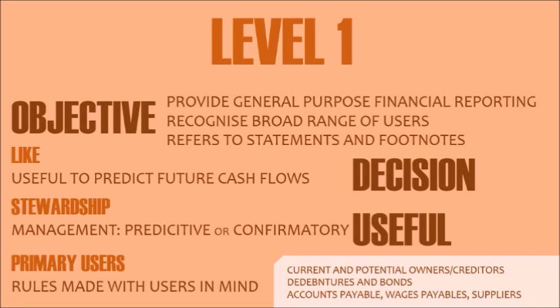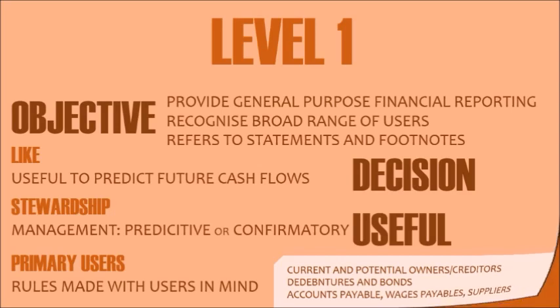To be decision useful, there are two elements, like and stewardship. Like refers to how useful it is to predict future cash flows of the reporting entity, while stewardship refers to how management has been doing. When we talk about primary users, we know that the rules are constructed with the primary users in mind. Some of these users can include owners, creditors, and payables.